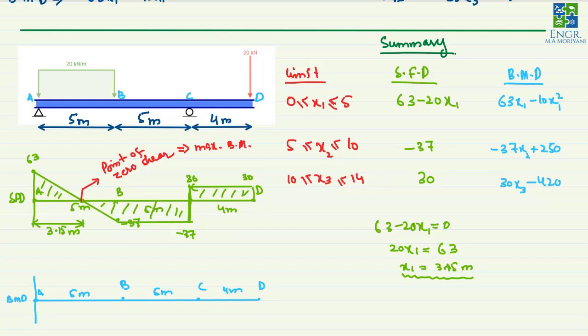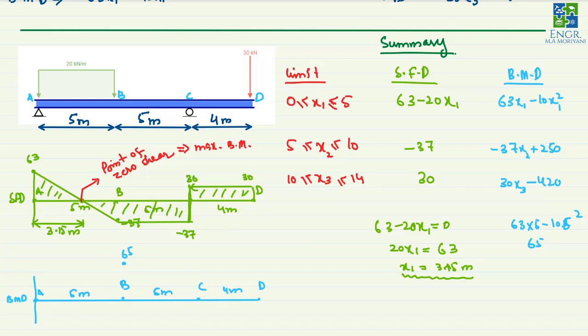And at point B, in order to determine the value of the bending moment, we have to put the value of x1 equal to 5. If we put x1 equal to 5 in this equation, this will be 63 into 5 minus 10 into 5 square. So the value will be positive 65. This tells us that at point B the bending moment equation gives us the value of 65.